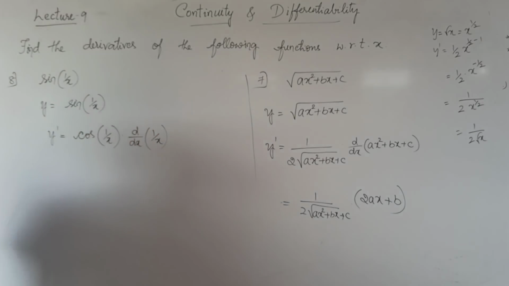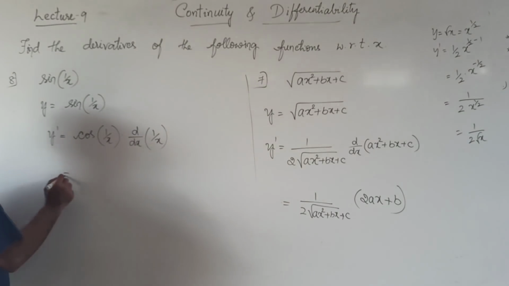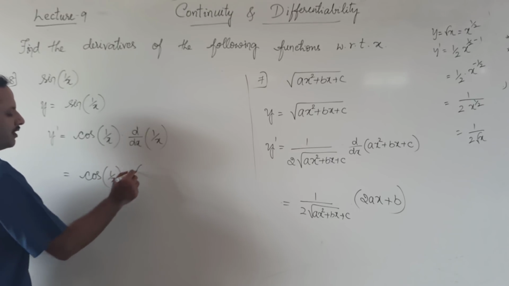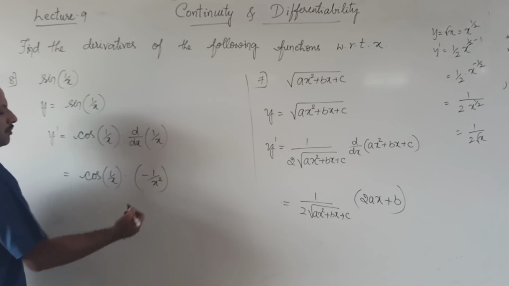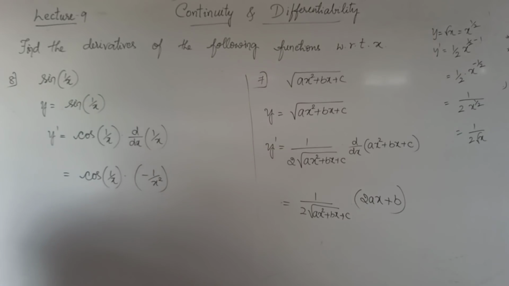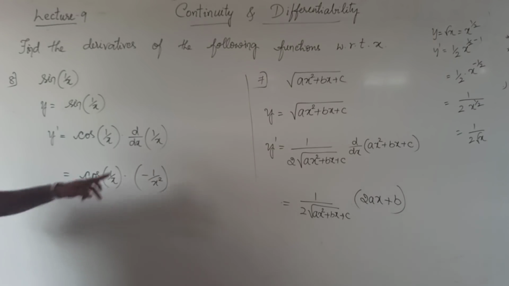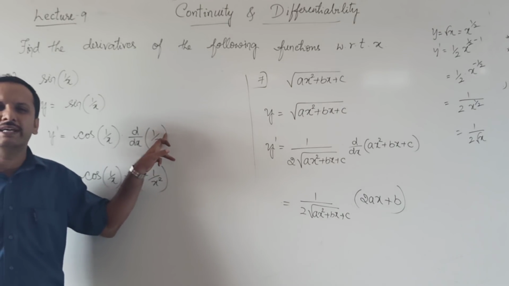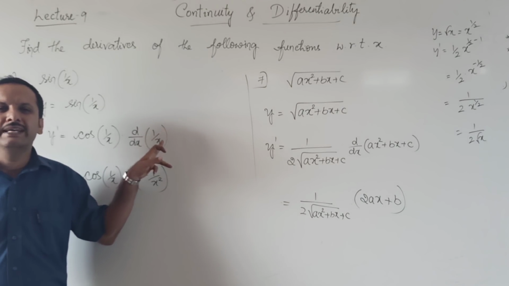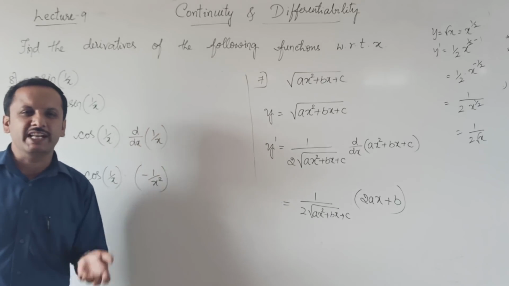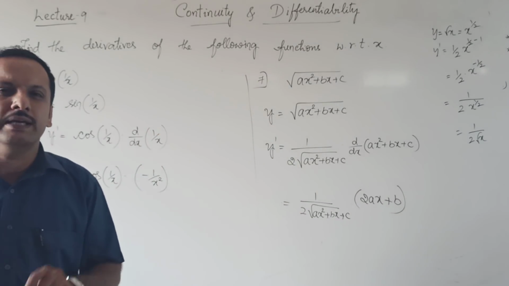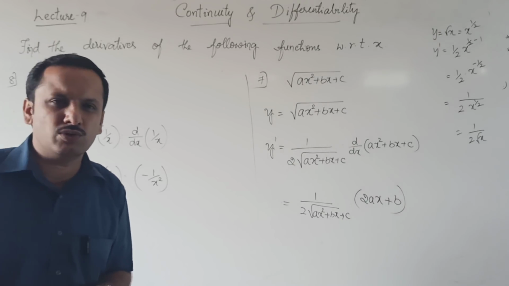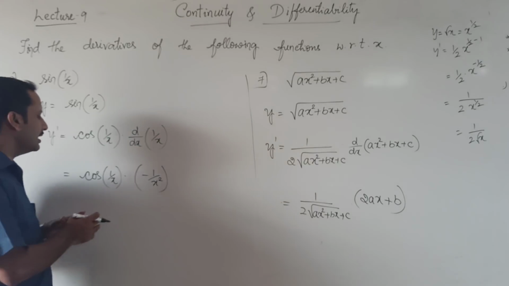I'm using the chain rule here. This is equal to cos 1 by x into the derivative of 1 by x, that's nothing but minus 1 by x square. That's the answer. The derivative of 1 by x is minus 1 by x square because you take this x to the numerator, it will become x to the power minus 1. So its derivative is minus 1 into x power minus 1 minus 1. That will give you minus 1 into x power minus 2. In other words, minus 1 by x square.